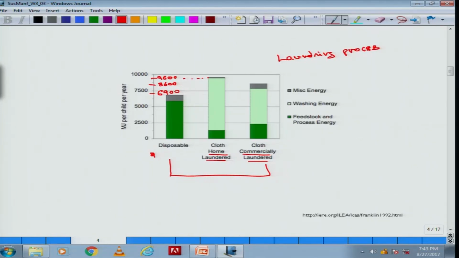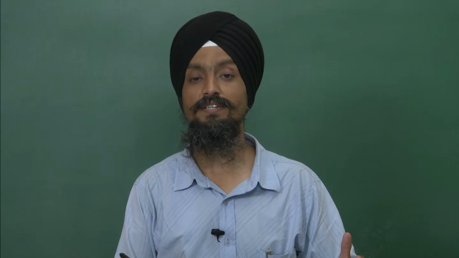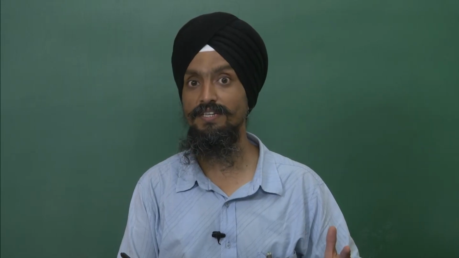In this case, cloth laundered, we can say this washing energy is very high. In this case, about 85% of energy is washing, and in this case also about 70% of energy is there in washing. Now, what is this energy? This is actually the washing, the water disposal, the energy is induced in there as well.